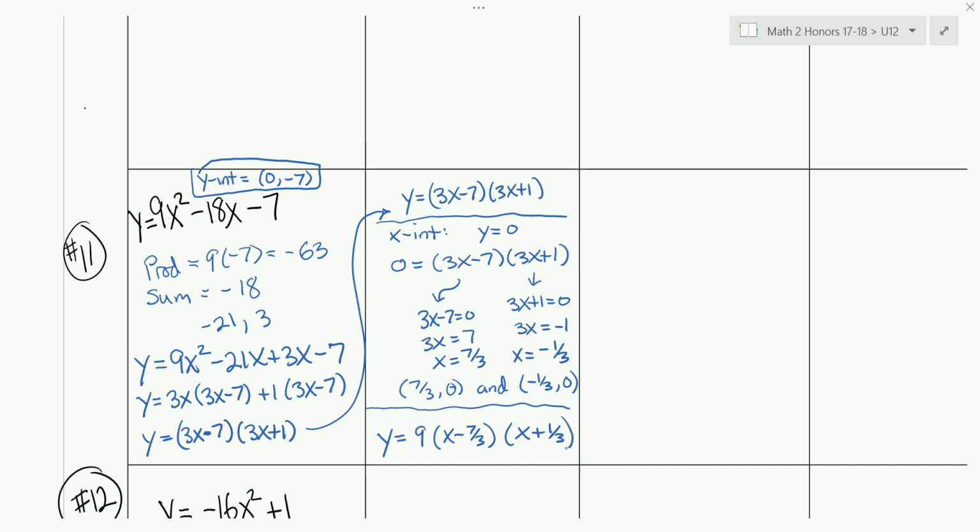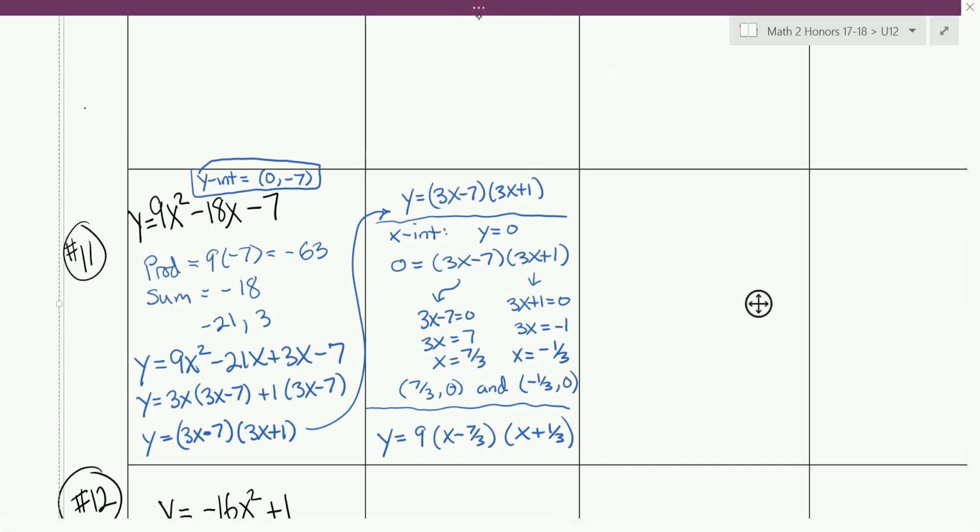And the way you go from here to here is you'd have to split this up to 3 times 3. Take one of the 3's, multiply it with your first factor. Take the other 3, multiply it with your second factor, and you end up here. You don't have to do that, but I'm showing you that there does exist a factored form with a 9 out in front. Okay. So we got our x-intercepts, we got our y-intercepts.